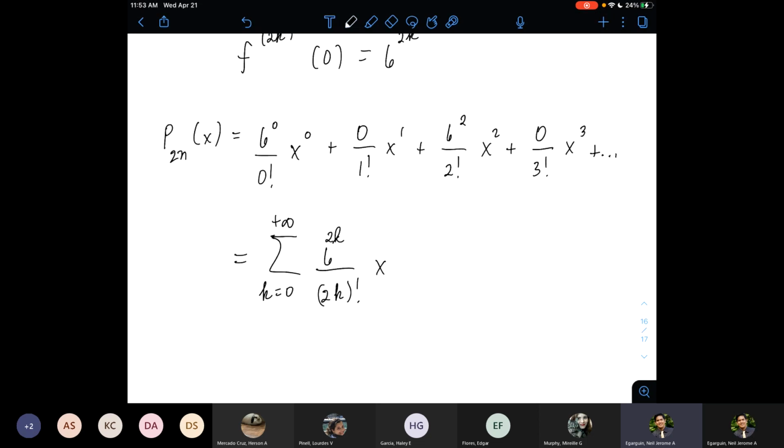Then x raised to the, what would be the exponent? If I have 6 to the 0, I'll have x to the 0. If I have 6 squared, I will have x to the power 2. So if I have 2k, then I will have x to the power 2k. And you observe here that everything will have an even exponent, because all those that have an odd exponent will just be multiplied with 0. So I guess this would be your answer here.